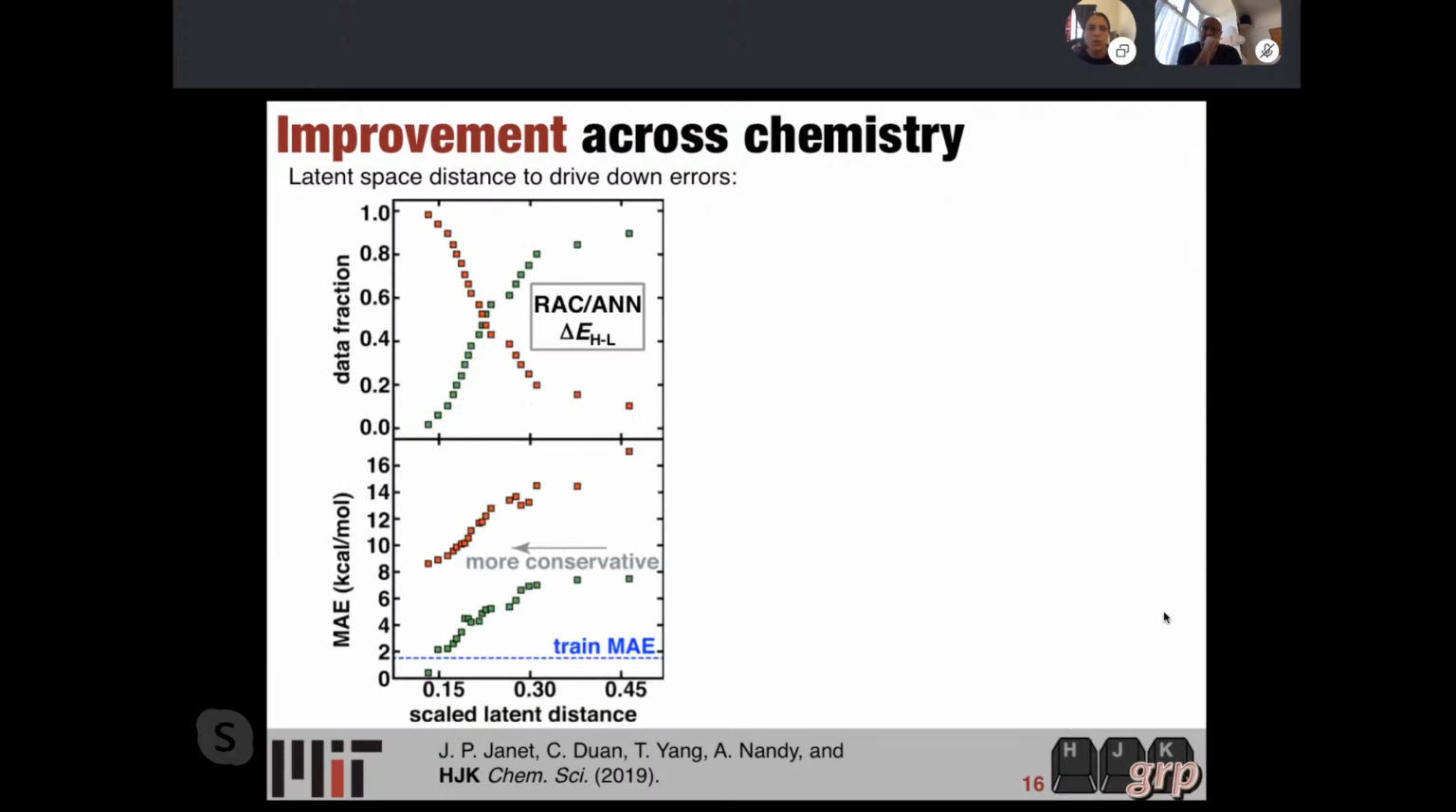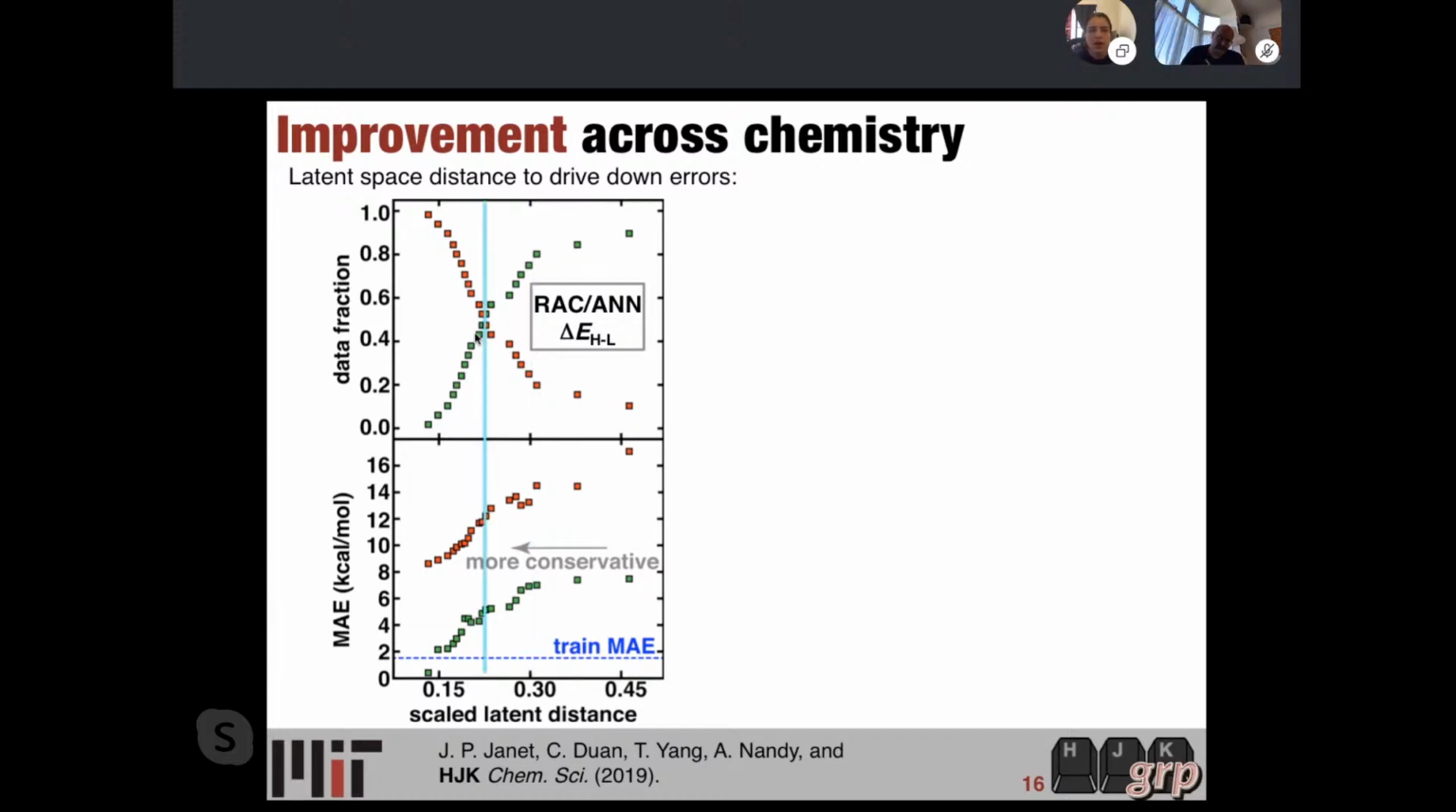And so what we developed was the latent space distance, which is the distance in the last layer of the neural network. And this enabled us to drive down errors. So if the latent space distance is too high, I'm not going to make this prediction. And in doing so, we were able to monotonically drive down the errors on the points we are making predictions on. Those are the points in green. And you can see we're making fewer and fewer predictions as we move to the left on this graph, but our error is also decreasing.